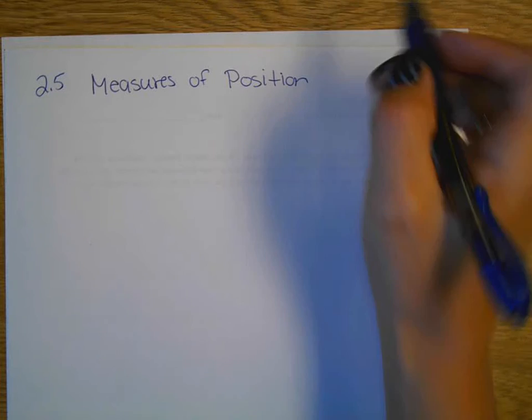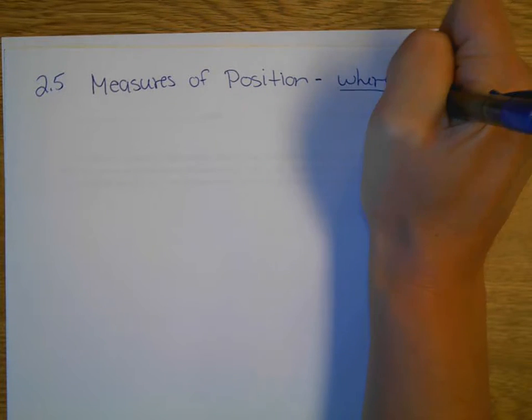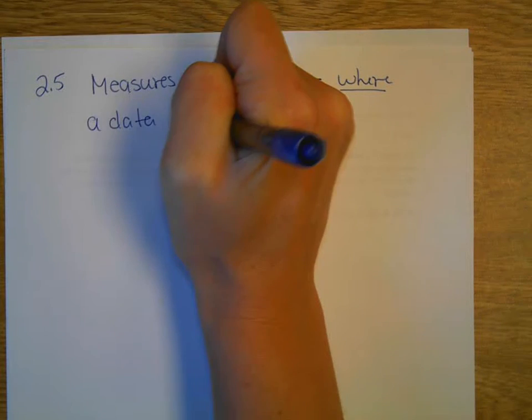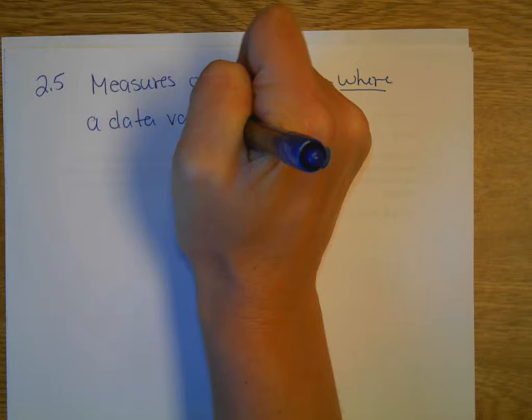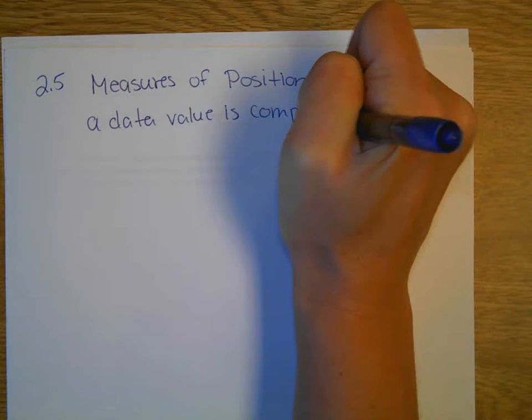So measures of position talk about where one data value is in reference to everything else, like the minimum, or the maximum, the highest. So it's where a data value is compared to the rest of the data.